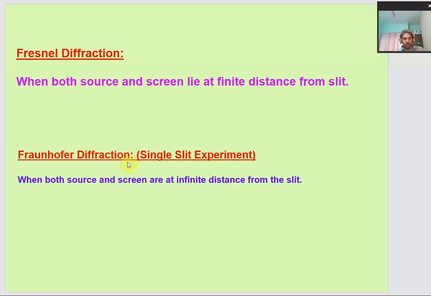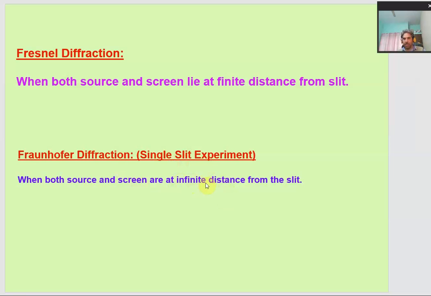So in order to get the plane wavefronts, we have to keep the source and the screen both at infinite distance from the slit, or from the opening from where the light is coming and producing the diffraction pattern on the screen. So that's why these have to be placed at infinite distances, right? If it is an experiment, then in the laboratory there is nothing like infinite distance.